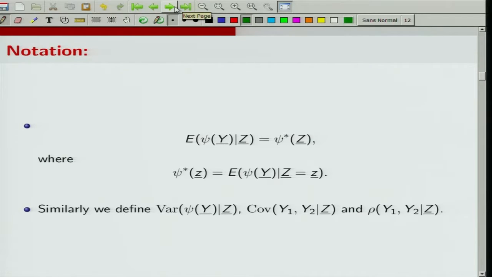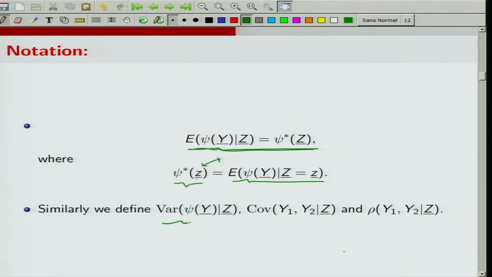So, let me introduce a notation. When I write expected value of psi(Y) given Z, here Z is a random variable, so it would be a function of this Z. So, this is psi star of Z, where psi star at a fixed point z is nothing but expected value of psi(Y) given Z equal to z. So, when I say expected value of psi(Y) given Z, first find the expected value of psi(Y) given Z equal to z, which is psi star z, and then replace that fixed z by the capital Z, and you get psi star Z, for which we use the notation expected value of psi(Y) given Z.